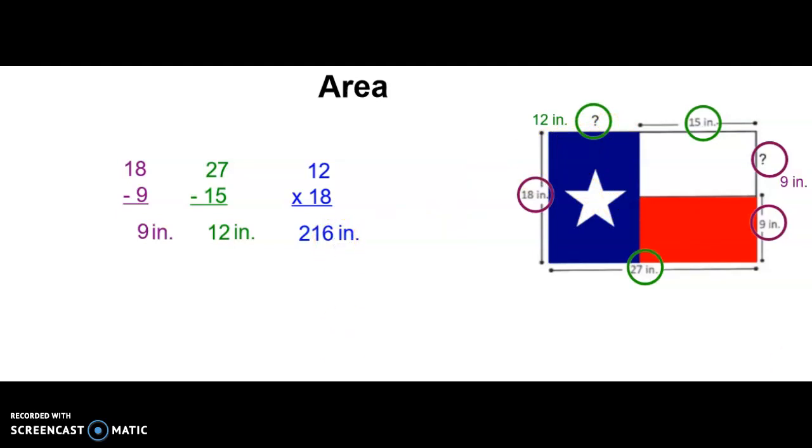Okay. We want to find the area of the red. We know that this is 15 because, again, the rectangle's two long sides are the same. Well, this white is 15. That means that just the red part of this would be 15 inches. And then the width is 9 inches. So if we did the formula for area, that would be length times width. The length is 15 inches times 9 inches would give us 135 inches.